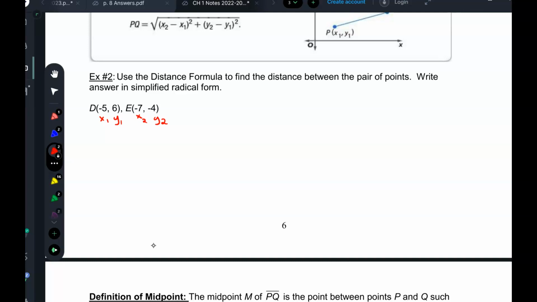Why can't it just be x minus x? Because it's the same value. I need to distinguish them, because what's x minus x? 0. I don't want to have x minus x.